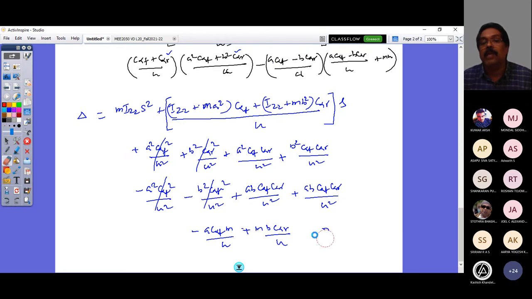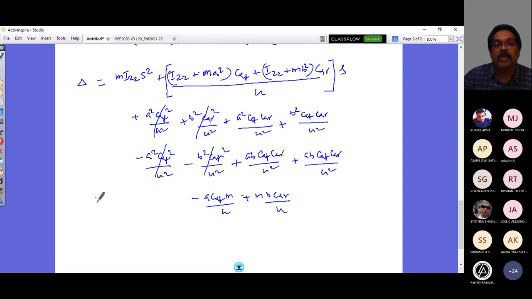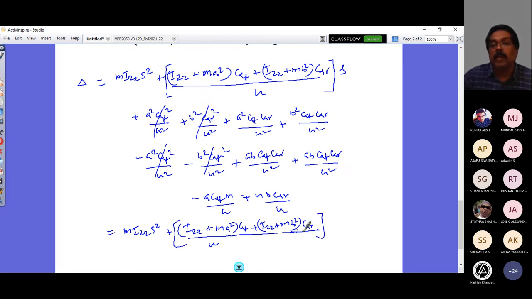What I have on this side, the RHS, is my characteristic polynomial. So this is all equal to delta, right? So now let's group this again, it's interesting. This term is going to be M I Z Z S square plus I Z Z plus M A square by U. I'll take that all common into C alpha F plus I Z Z plus M B square into C alpha R, all by U into S. And this term here, look at that.